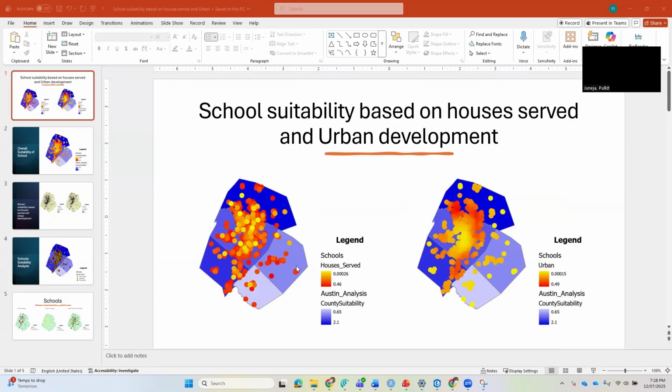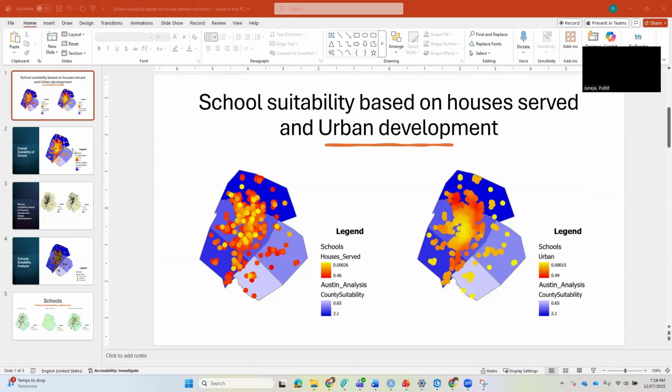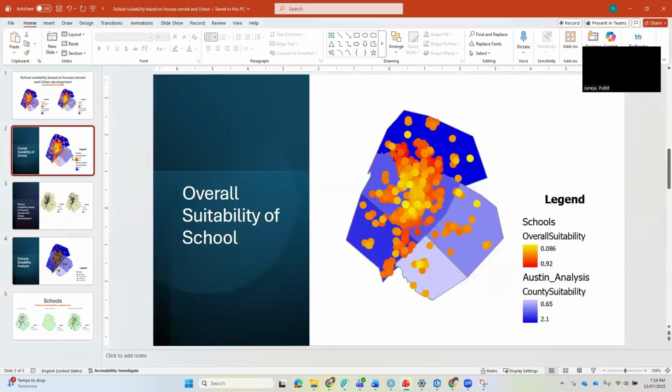And this is how it looks. You can see that Travis County, even though there is less urban development, has more houses being served in the region, due to which there are more schools that we'll see in the upcoming slides. This is the overall suitability of the schools based on the urban development as well as the houses being served within 5 miles of each individual school. And in the background is the county suitability for this region.